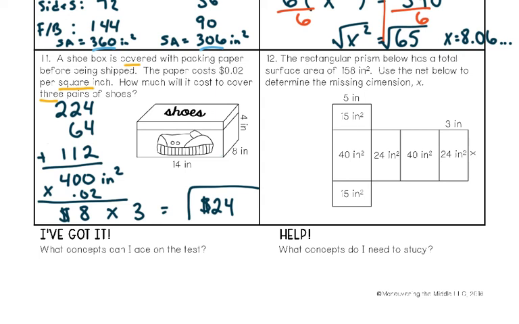Number 12 looks like a really crazy problem about rectangular prisms and a total surface area. You got all these numbers. Let's not get crazy. Look at this rectangle in red. You have a 24 square inch area, and you have a 3 by x. You do not know what x is. Your job is to figure out what x equals. But you know that 3 times x gives you 24. All you need to do is solve this one-step equation. So divide both sides by 3, and that tells you that x equals 8.